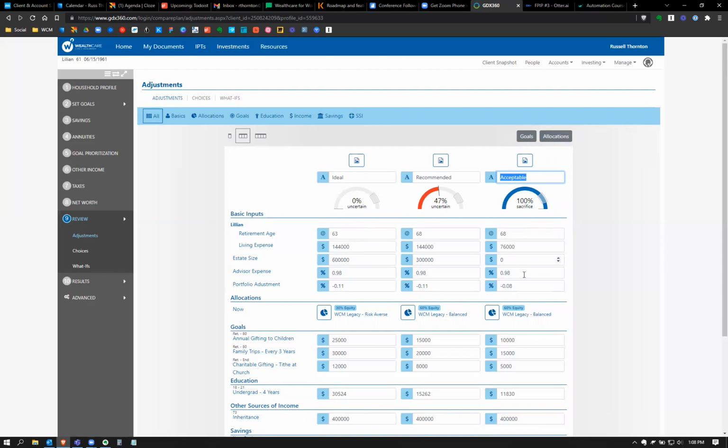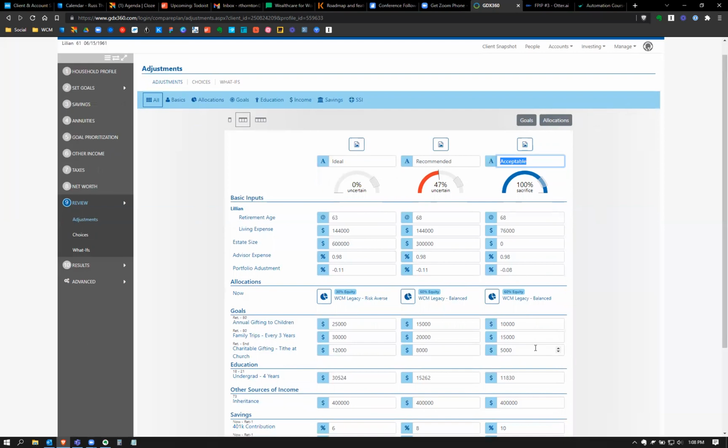Let's compare and contrast that with her acceptable plan over here on the far right. In the 1,000 simulations that we ran, Lillian was able to meet or exceed all of these goals in all 1,000 simulations. So that's why she has a 100% score here. Again, I think most of us would assume that is a good outcome. But again, as I mentioned earlier, you'll notice this word sacrifice here.